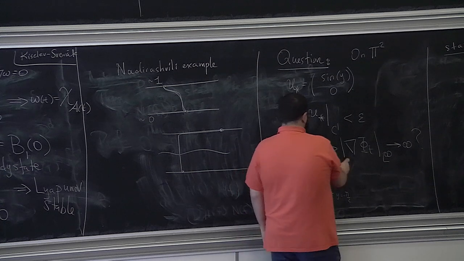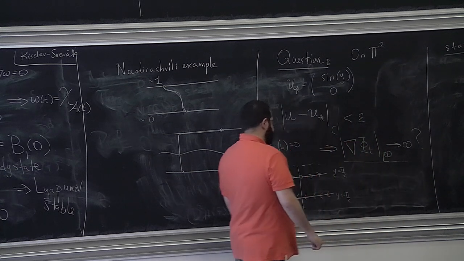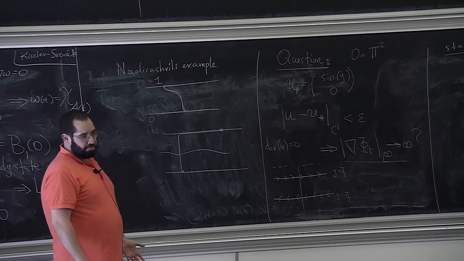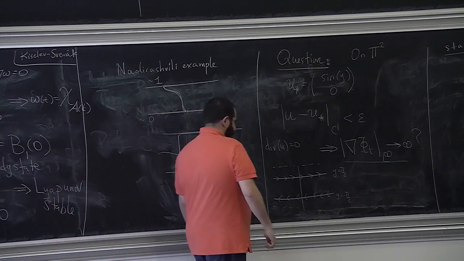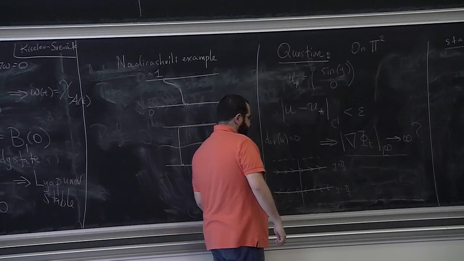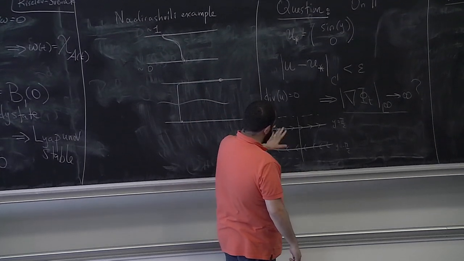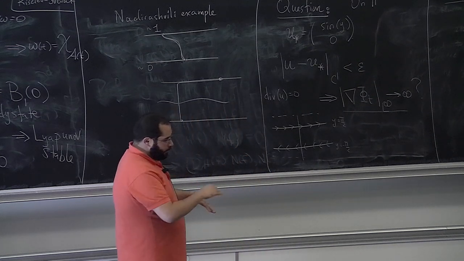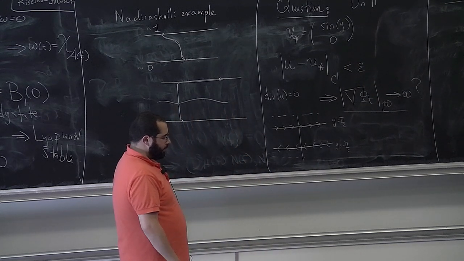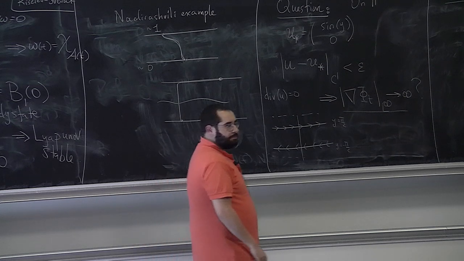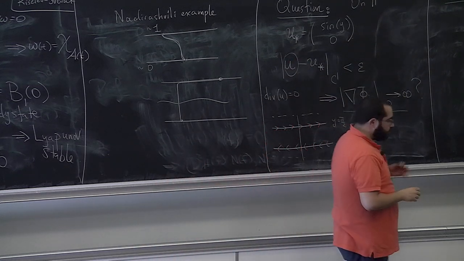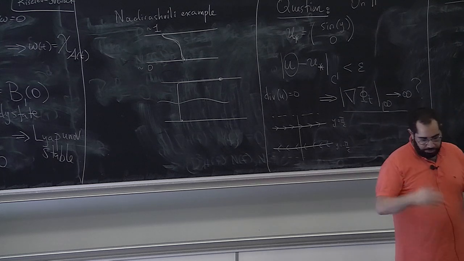Okay, so that seems to mean that this should be true, but the problem is to prove it, if it's true. The issue is that you don't have any invariant curve anymore, right? So U is not autonomous, U is just anything.